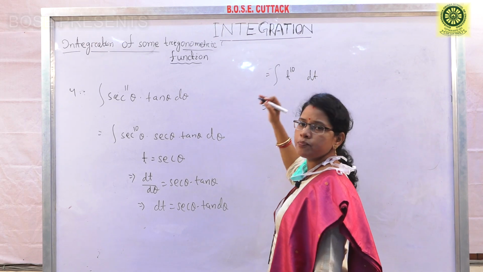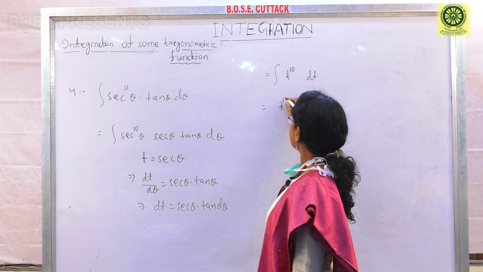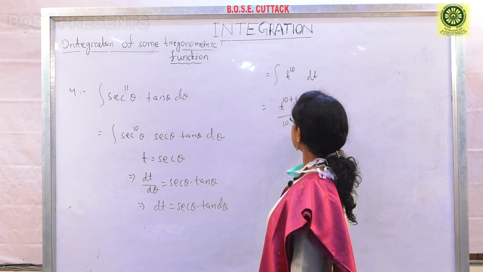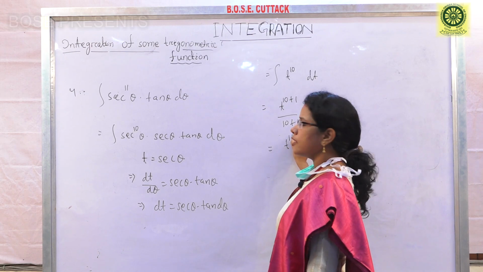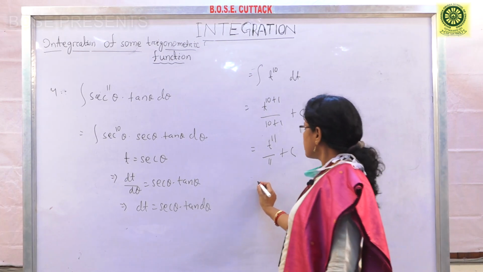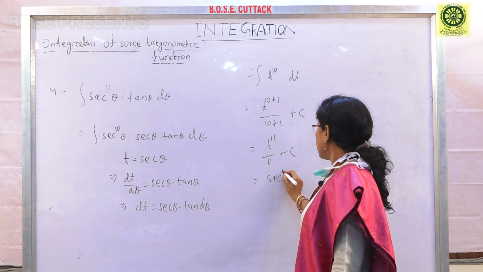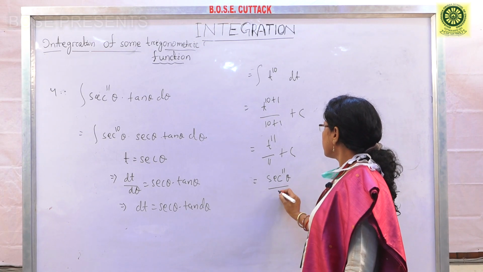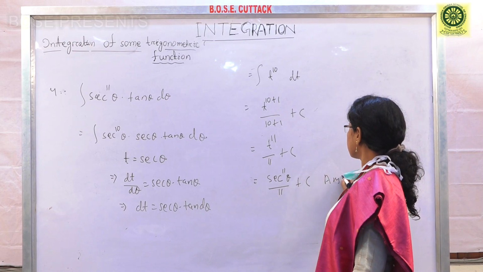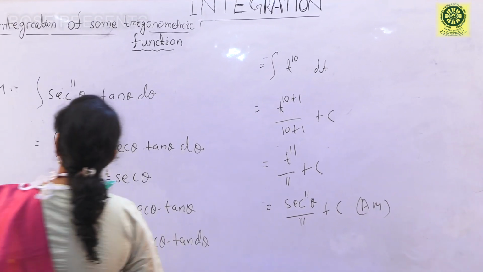This is a simple integration, and the integral of t to the power 10 is t to the power 10 plus 1 by 10 plus 1, plus c. That is t to the power 11 by 11, plus c. Then just replace this t by sec theta. Then your integral becomes this. This is your required answer. Now come to the next problem.